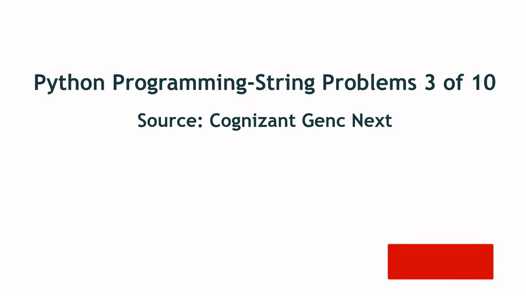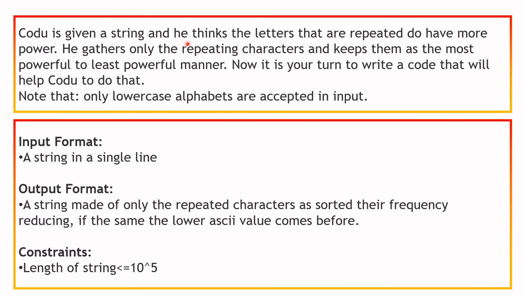Kodu is given a string and he thinks the letters that are repeated have more power. He gathers only the repeating characters and keeps them from the most powerful to the least powerful. Now it is your turn to write code that will help Kodu do that. Note that only lowercase alphabets are accepted in the input.